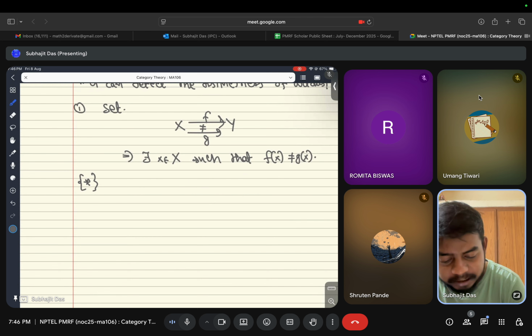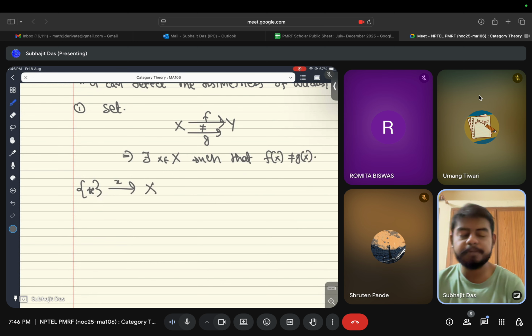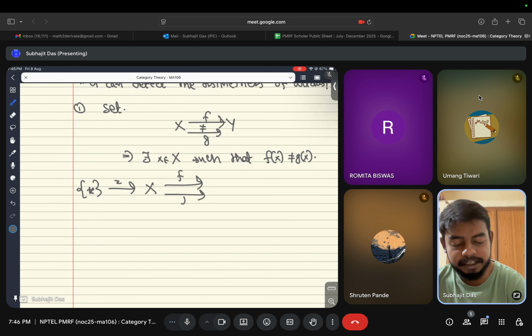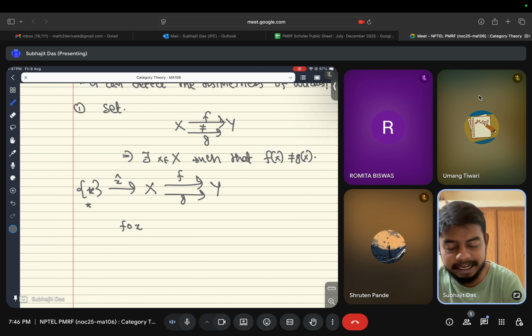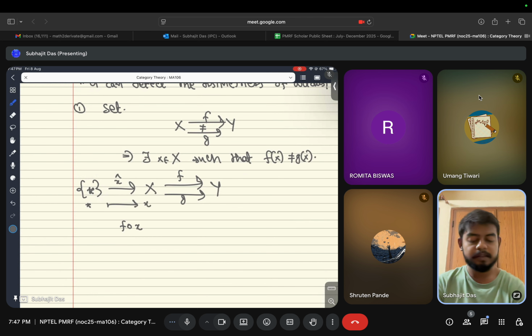So from star to X, you take this map which picks out the element little x. You have f, g here which were unequal. So f composed with little x, let's call it x hat, which sends the unique element star to little x. So f composed with x hat should also be not equal to g composed with x hat.